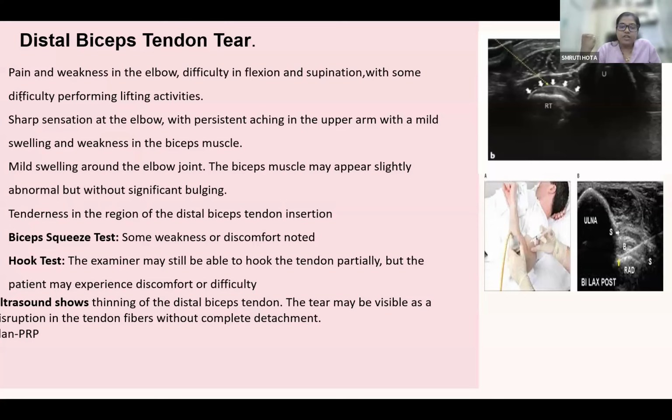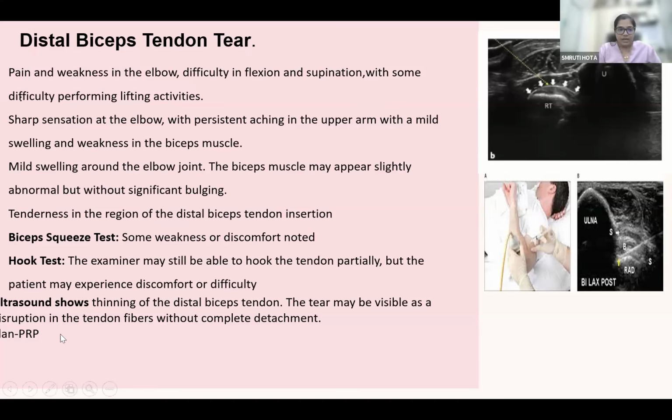What does the biceps do? Flexion. Anything that involves flexion will be weak. There is mild swelling in the elbow joint also, because the biceps tendon inserts into the radial tuberosity. When there is inflammation of the biceps insertion, there will be an effusion of the elbow joint. That is the reason swelling in the elbow joint is seen, and the biceps may appear slightly abnormal but without bulging. There is tenderness in the region of the distal biceps insertion, because this is the area where the biceps tendon is inserted.